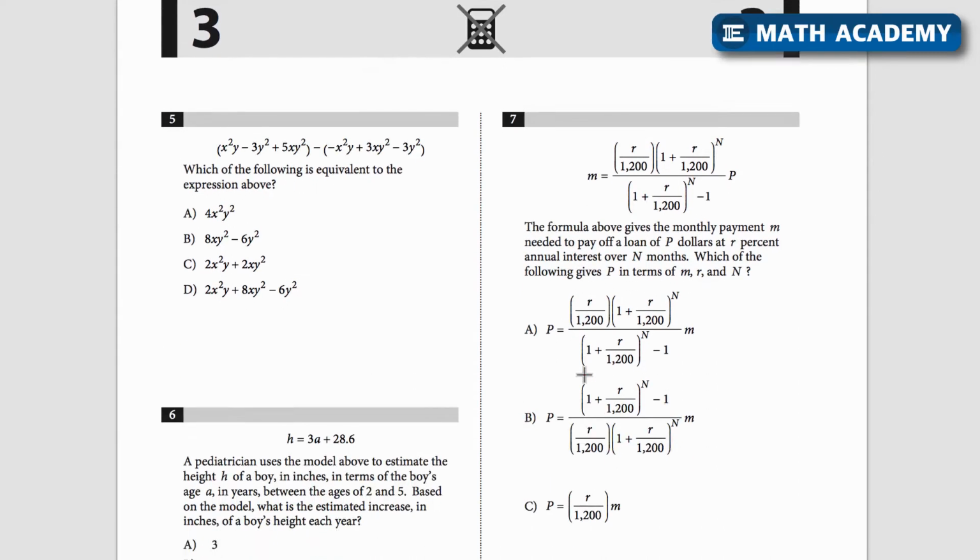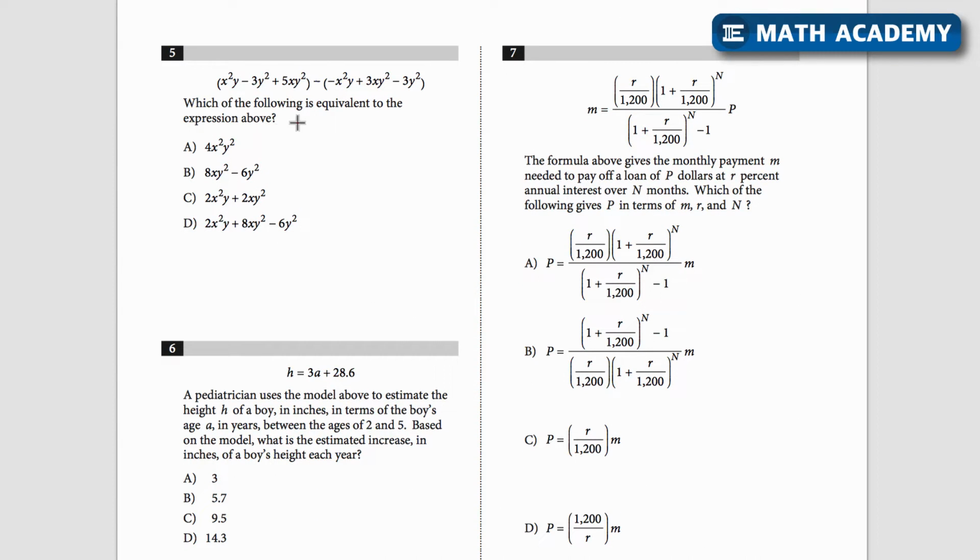Okay, so let's go on to number 5. Which of the following is equivalent to the expression above? So it looks like we have to simplify this and see what it matches with. The first thing I'm going to notice here is that there's a negative sign. I'm going to just distribute that to each of the terms inside here. So I'll end up with, let's see, this will become a positive x squared y. Then I'll get a negative 3xy squared. And then I'll get a positive 3y squared. So I'm adding this to what I have over here.